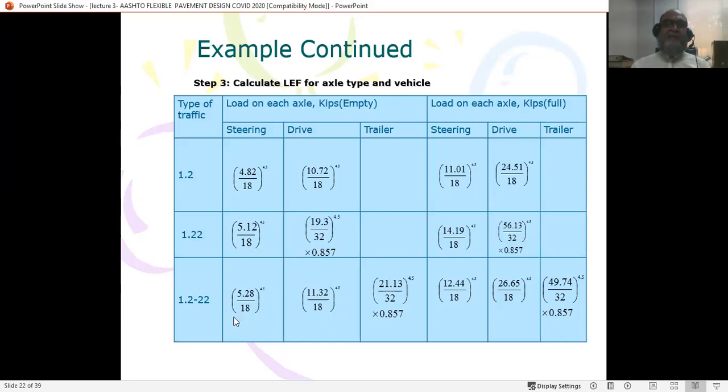And this is the same for this type. This is single axle divided by 18. The middle one is single axle divided by 18. The rear one, the last one, is a tandem axle divided by 32 multiplied by 0.857, both on empty condition and the full condition.